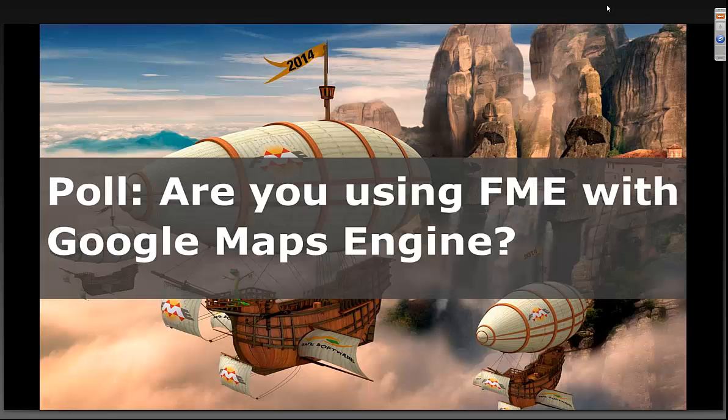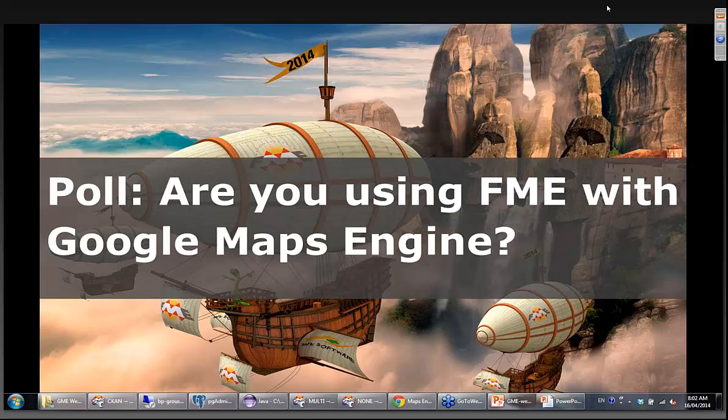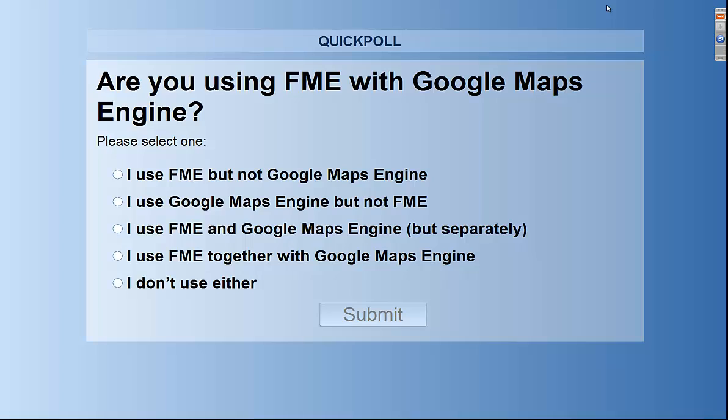All right, we're going to start this up with a poll. Let me see, where are the polls? Here's the polls. Are you using FME with Google Maps Engine? Sure, here we go. There are five choices: you use FME but not Google Maps Engine, you use the other way around, you use them both but not together, you use them together, and you don't use anything.